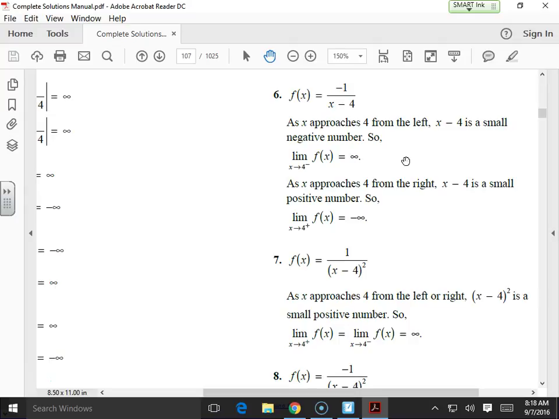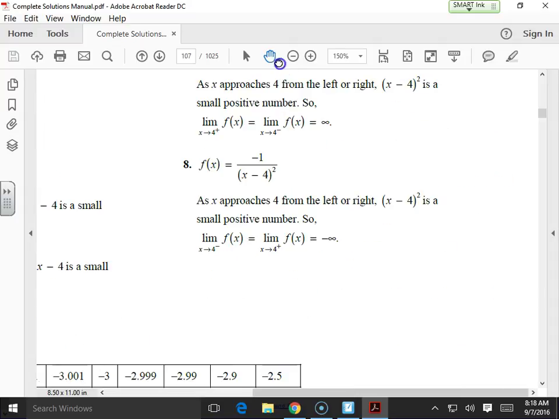They did it with words on this one, either way. As you come from the left or below, positive infinity. And as you come from above, negative infinity. Were you guys doing the little trick of plugging in 3.9 and 4.1? Nice. It makes it faster. You don't even need your calculator. What's the next one? 8.